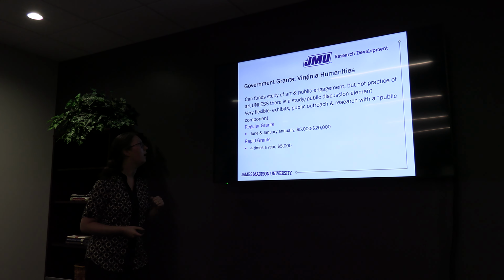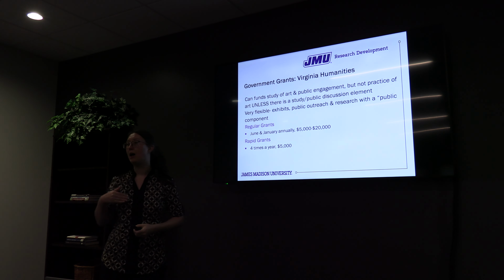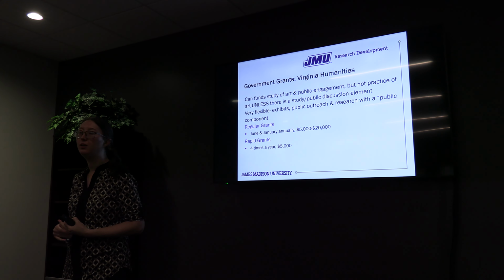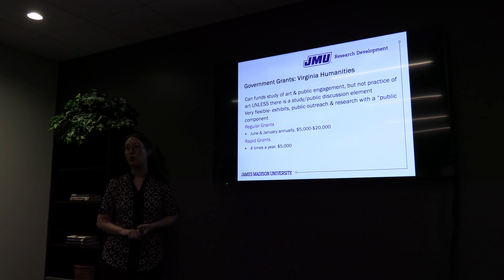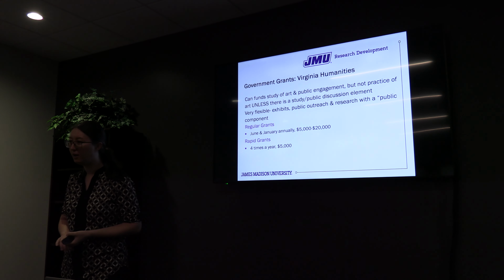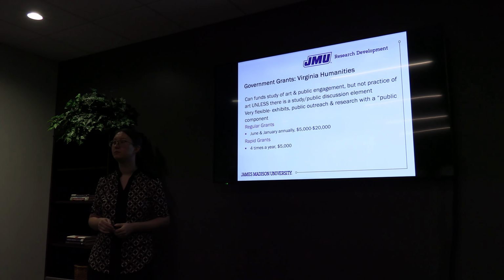It's also smaller. It also comes in 2 types. There's regular grants. Those they evaluate twice yearly, so in June and January. And then they have something called rapid grants. That's 4 times a year. Those are just a fixed $5,000.